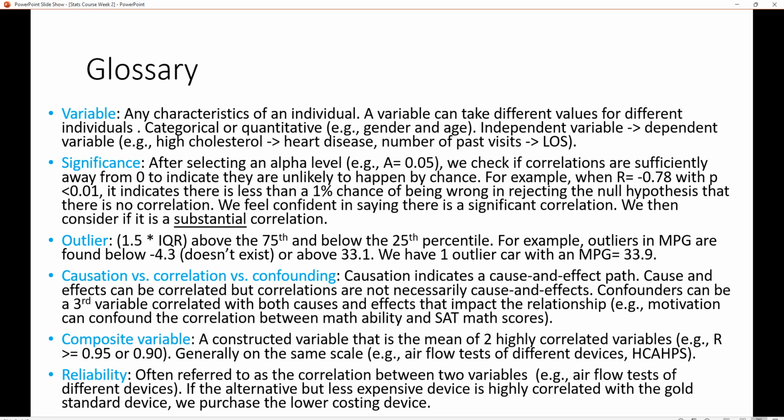It's often referred to as a correlation between two variables. For example, airflow test of different devices. If the alternative but less expensive device is highly correlated with the gold standard device, we would purchase the lower costing device. So if we see that my alternative device is consistently giving me airflow results as my gold standard device, then I can confidently go ahead and get the less expensive device.